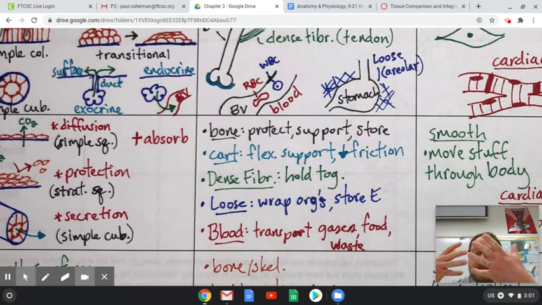Loose connective tissues have fibers that run in all sorts of different directions, and they're a lot more loosely packed. So that's, again, like wrapping organs. Adipose tissue or fat tissue is also a type of loose connective tissue, so that stores energy. And then finally, blood is a type of connective tissue that people forget pretty easily. Again, the function of blood is to be a medium or a material through which you transport all sorts of materials around the body.